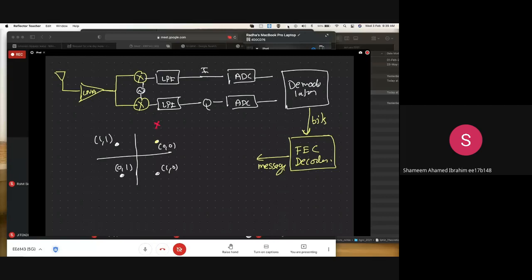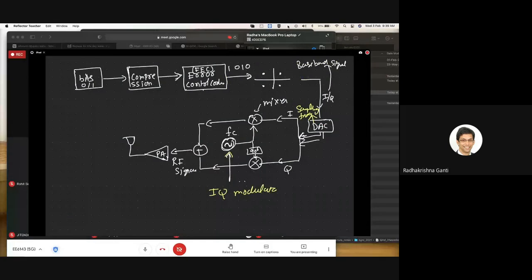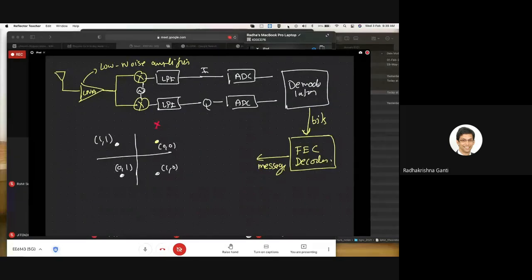Sir, what is LNA? Low noise amplifier. In the transmitter chain, we put a power amplifier. On the receiver side, we put a low noise amplifier, because in the receiver chain you don't want to add too much noise to the received signal. So let's talk about noise. This is the correct time to talk about noise.